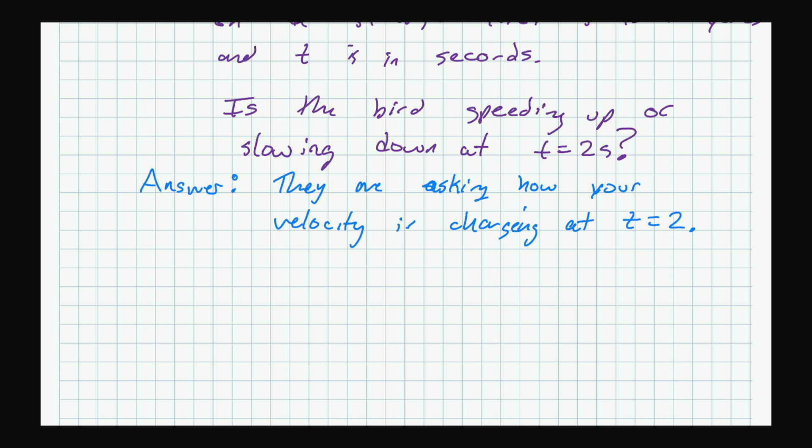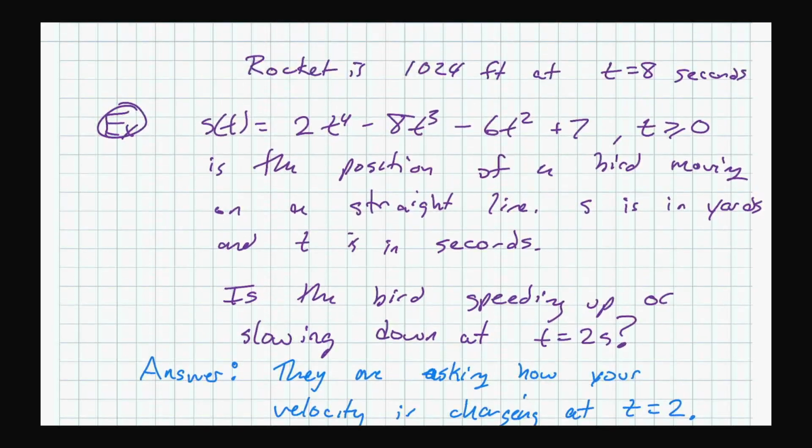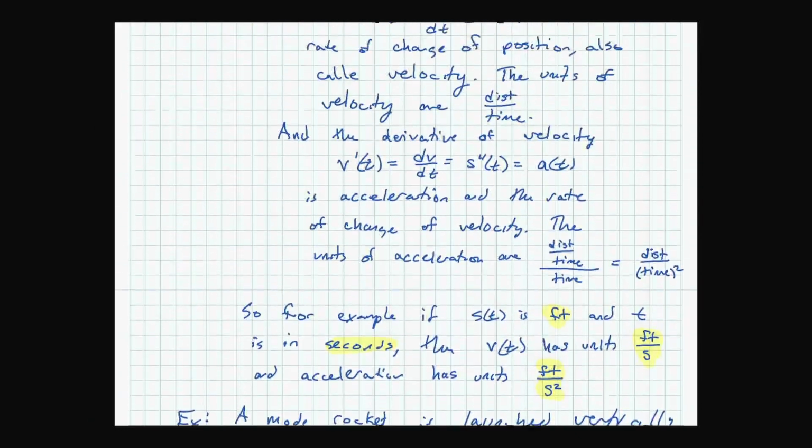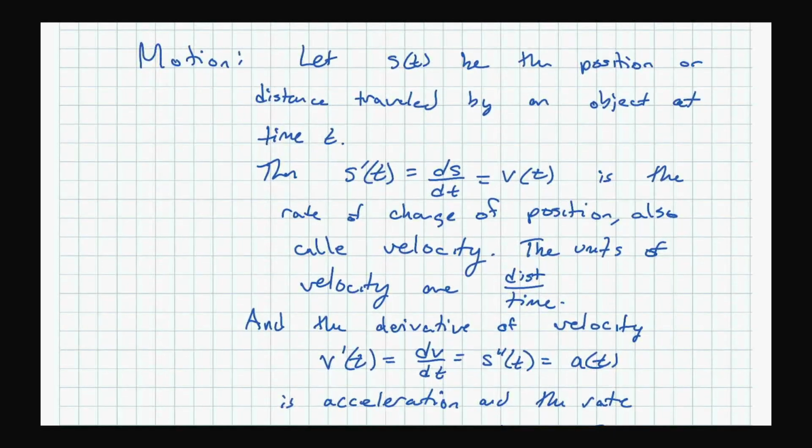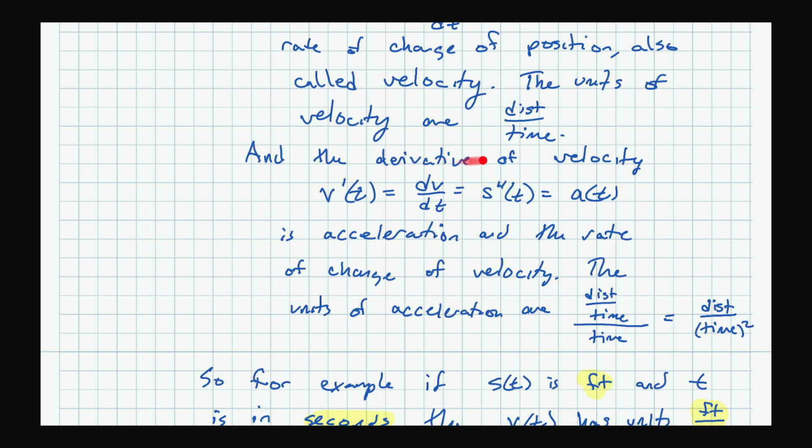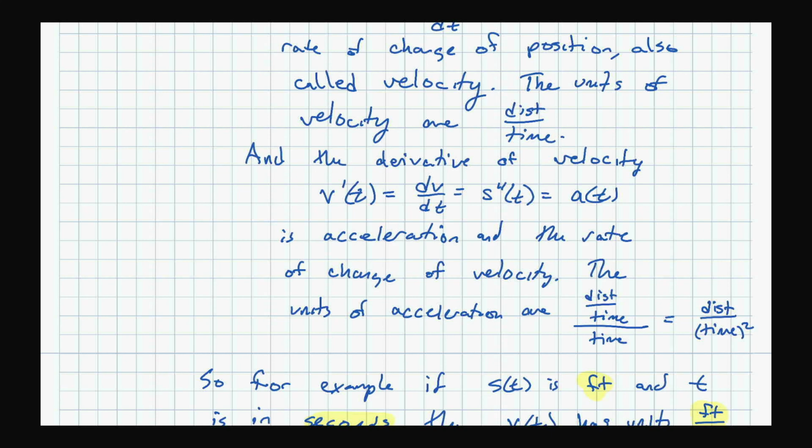Now, you might think, oh, so we should find velocity. But look at what we have here for our things we can calculate. If you find velocity, so s prime, which is velocity, is the rate of change of position. So velocity actually tells you how fast your position is changing. Whereas when you take the derivative of velocity, you get acceleration, and acceleration is the rate of change of velocity. So if you want to know how fast the speed is changing, you actually want to look at acceleration.